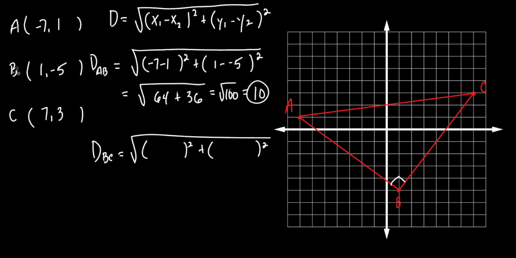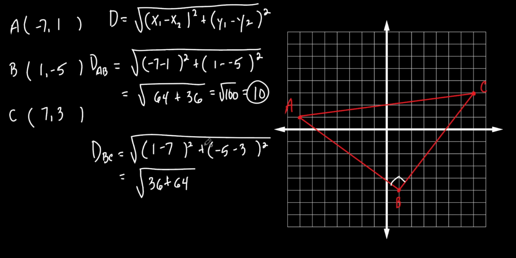Subtract the x's. We're doing BC this time, so these two. So let's do the x's. What do we put? 1 minus 7. And then for the y's, we do negative 5 minus 3. Let's do the math. Put the square root. 1 minus 7 is negative 6, but it really doesn't matter because negative 6 squared is 36. Plus, negative 5 minus 3 is negative 8. What if I square negative 8? It's positive 64.